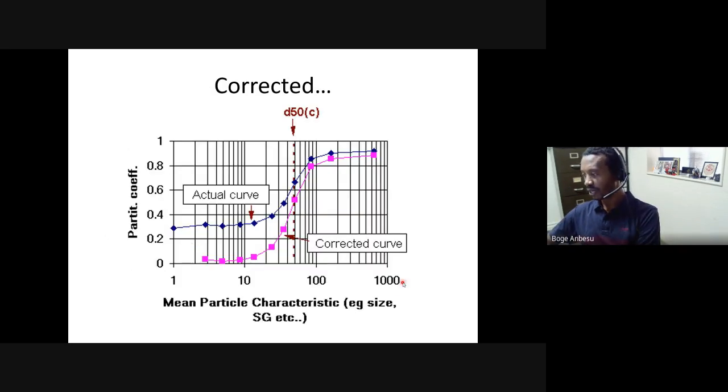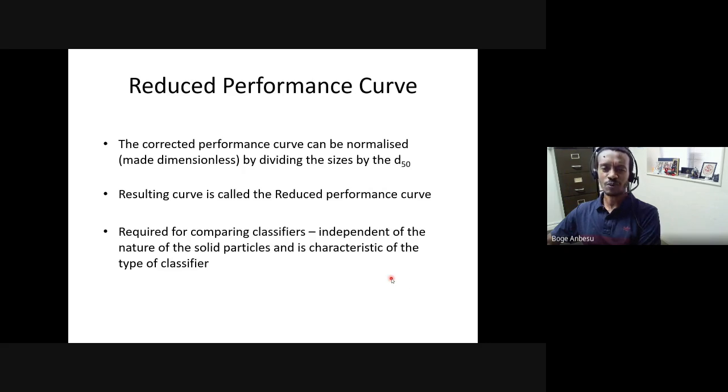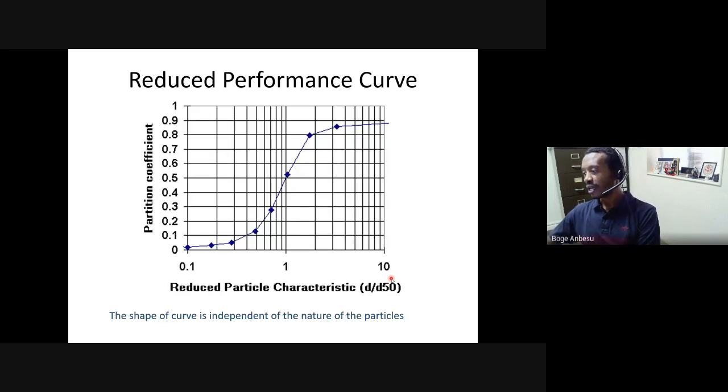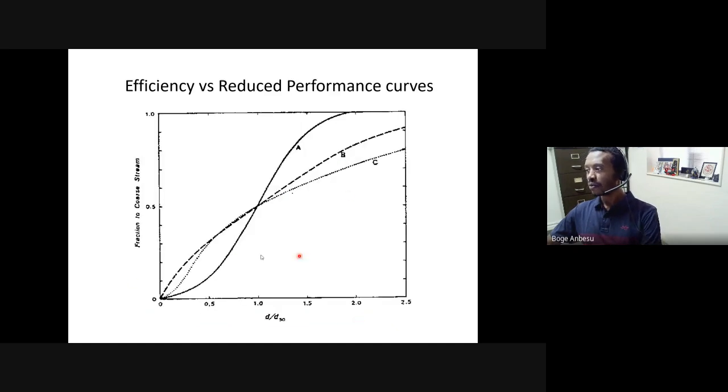Okay, instead of having in micron or specific gravity, if I divide the x-axis by, say, D50 size, then this becomes dimensionless. So now it's not really dependent on particle size or specific gravity, the curve simply compares different classifiers or different hydrocyclones with one another. And if you did that, you have reduced performance curve where the sizes are now divided by the D50, or D50 is our cut size or our separation size. Okay. And you could have something like this.